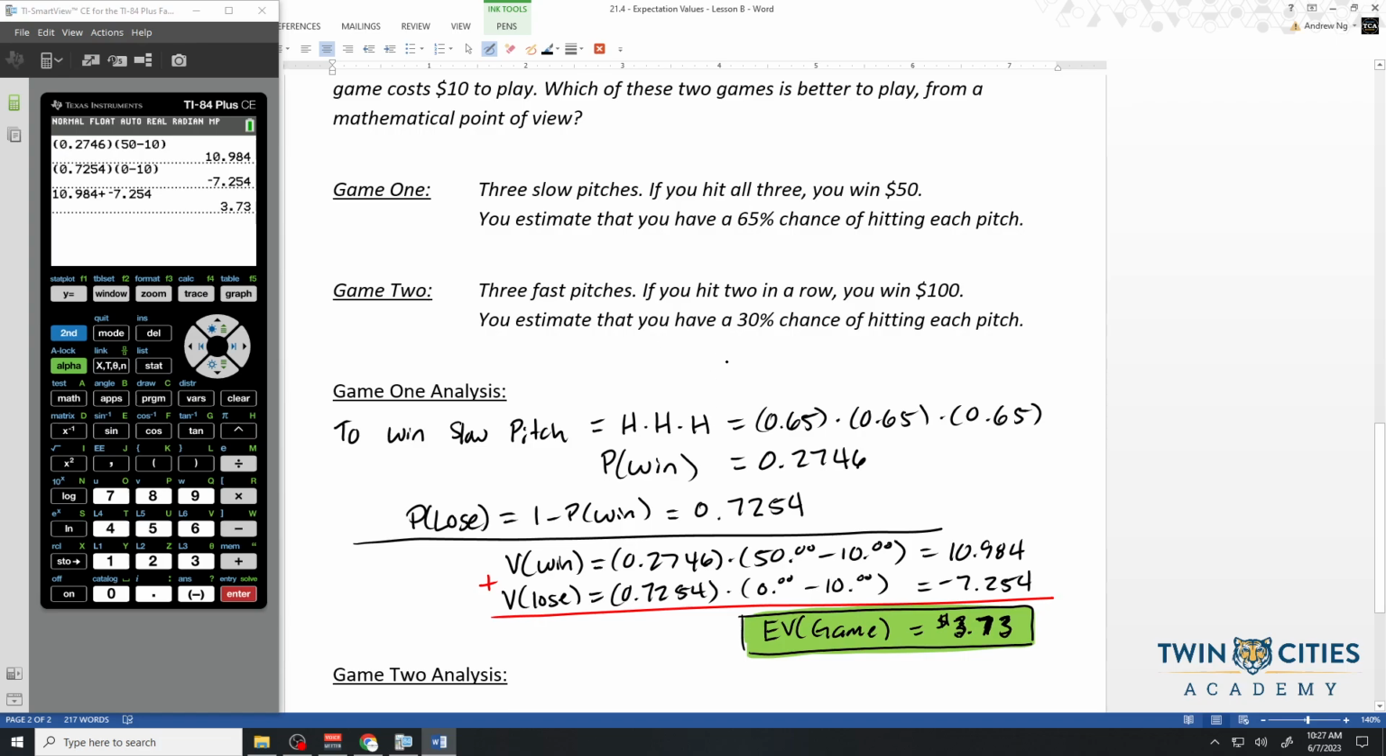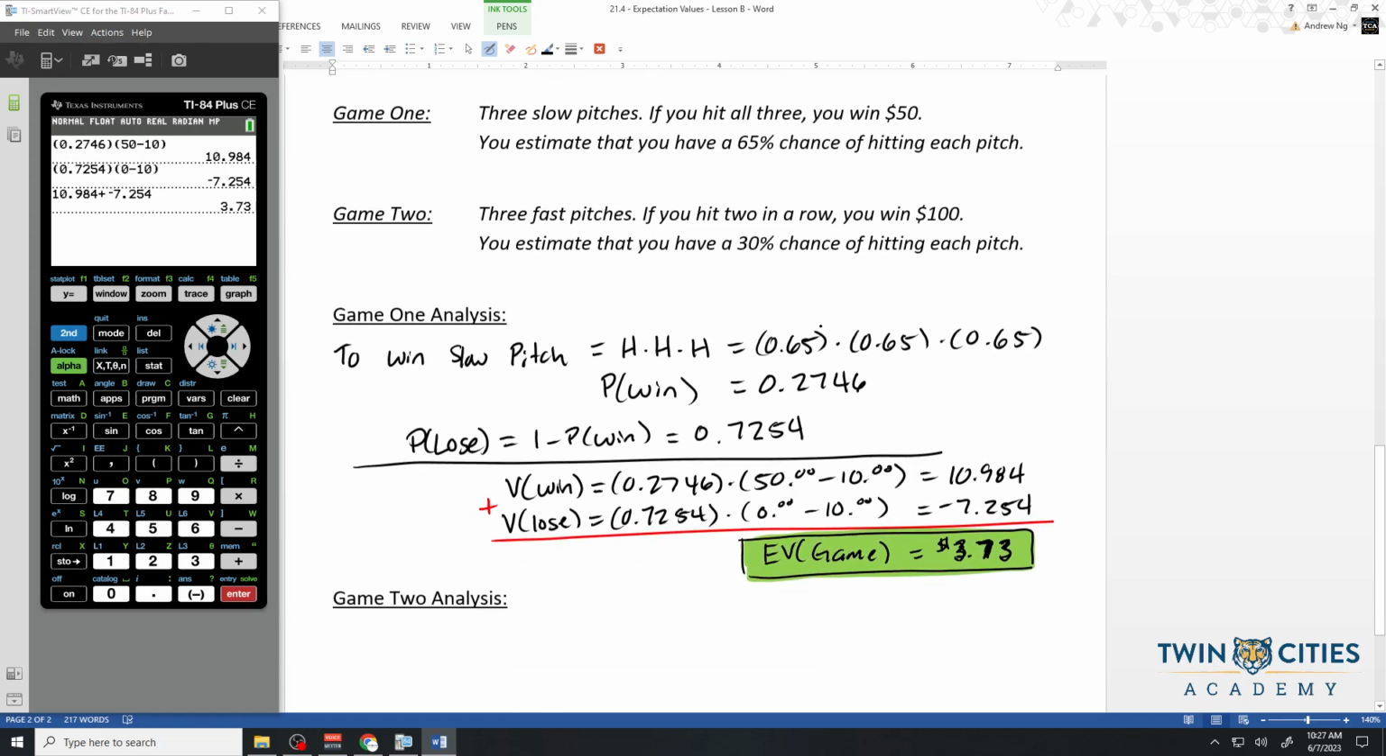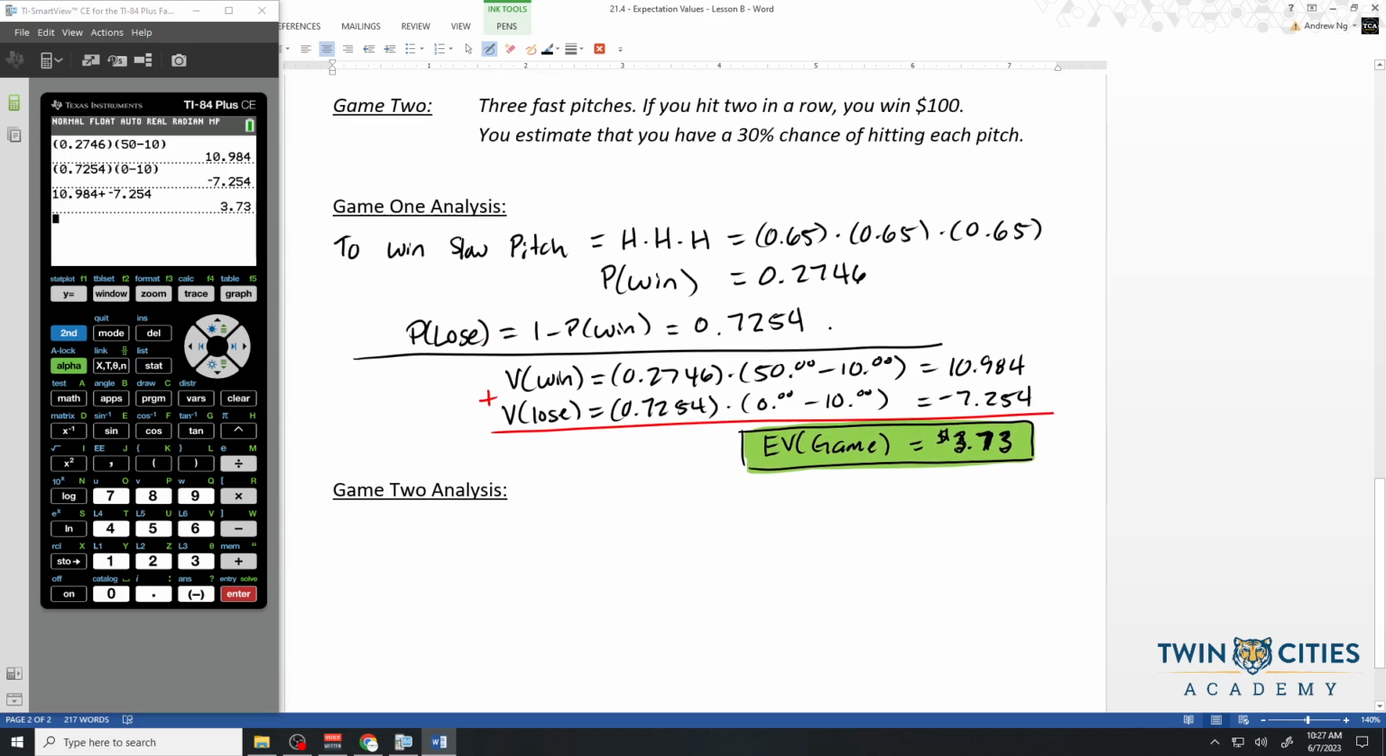Okay, so in order to win this game, I have to hit 2 in a row. Okay, so I have to hit 2 in a row out of 3 pitches. So let's write down everything that could happen. I could get a hit, and a hit, and that would be a win, because I get at least 2 in a row. I could get a hit, and then a miss, and that would still be a win because I get 2 in a row there.